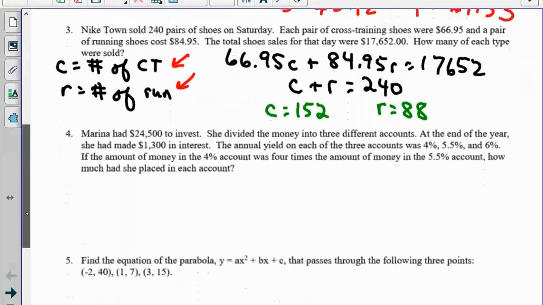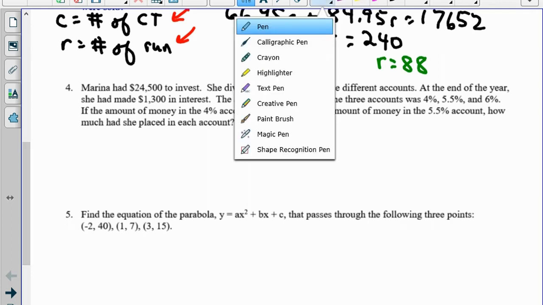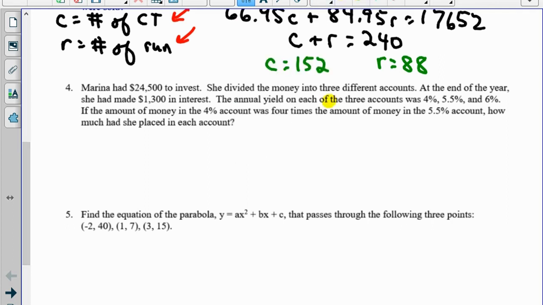If we look at number 4, it's a pretty long problem. You can read it on your own. One thing that's important to note is we probably should notice that this is going to be a 3 by 3 system. You can tell because we end up having 3 pieces of information. There's the amount of money that's invested, the amount in interest, and we can also see that there are 3 different types of accounts. It's pretty clear that there's 3 pieces of information and 3 things that we want to find. So this is going to end up being a 3 by 3 system.